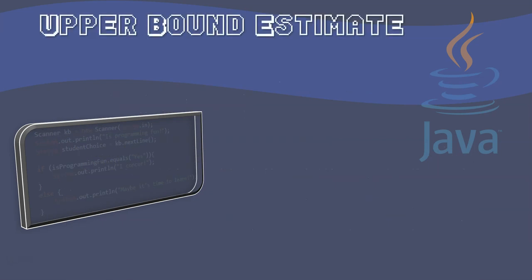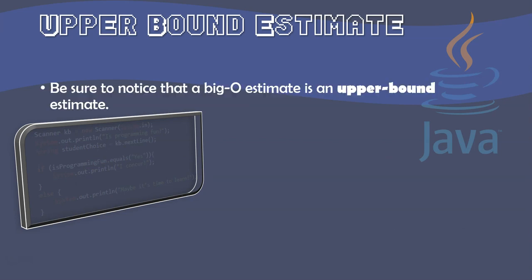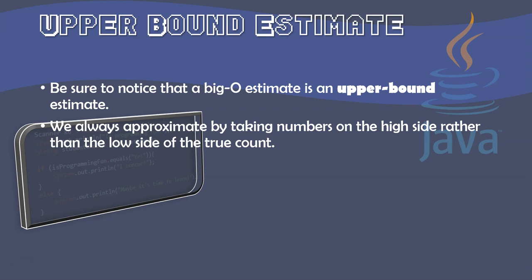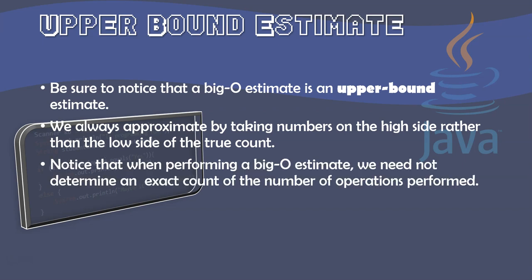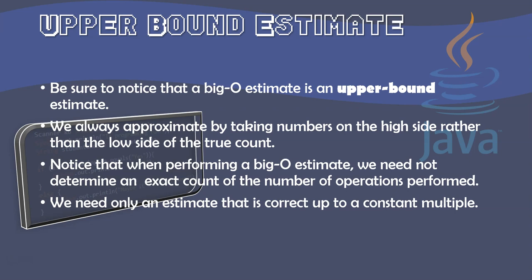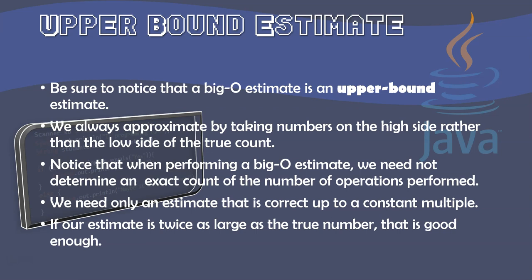Now, one thing that we need to talk about is the upper bound estimate. One thing that we have to notice with big O is the upper bound estimate, which is a big O estimate. We always approximate this by taking numbers on the high side rather than the low side of what we consider to be the true count of that function. Notice that when performing a big O estimate, we do not need to determine an exact count of the number of operations performed. We only need an estimate that is correct up to a constant multiple. If our estimate is twice as large as the true number, well, that's good enough.